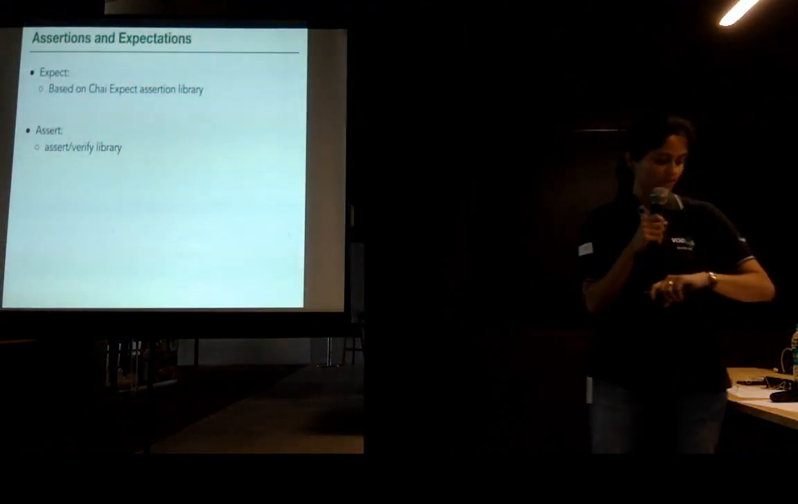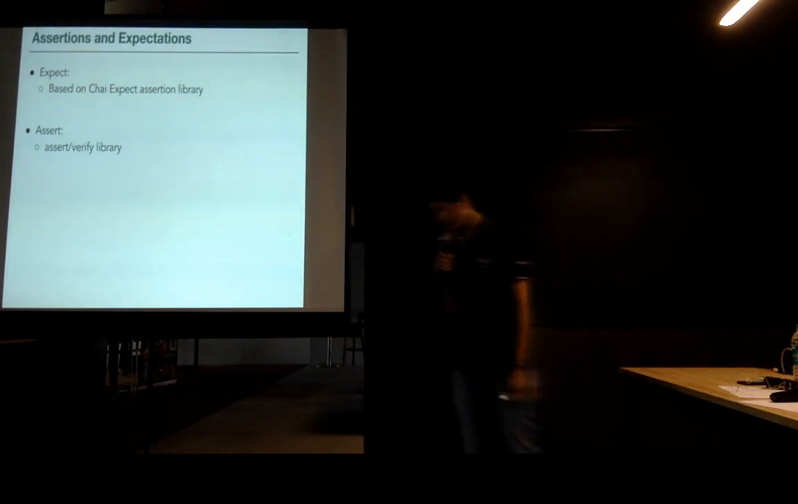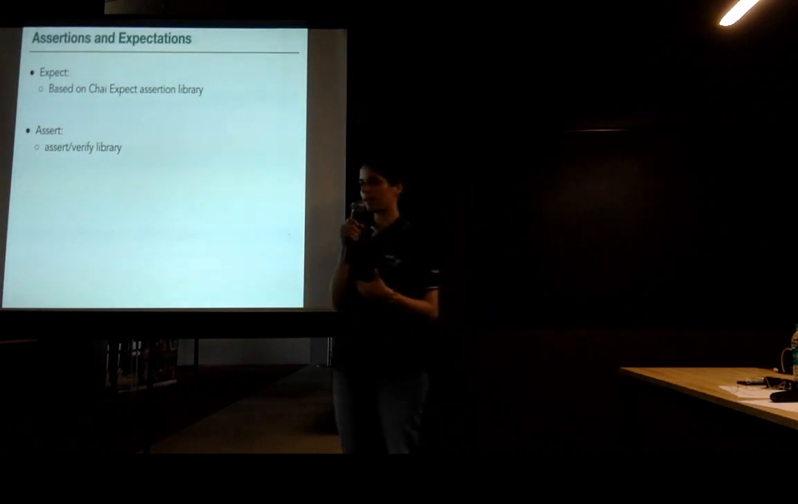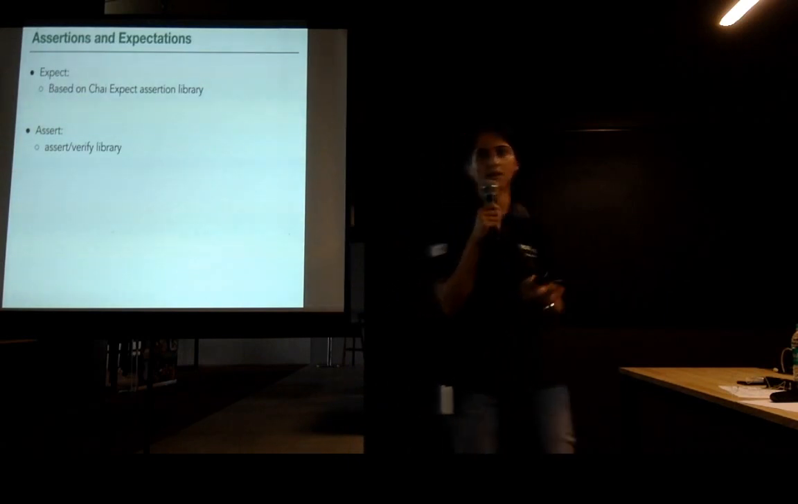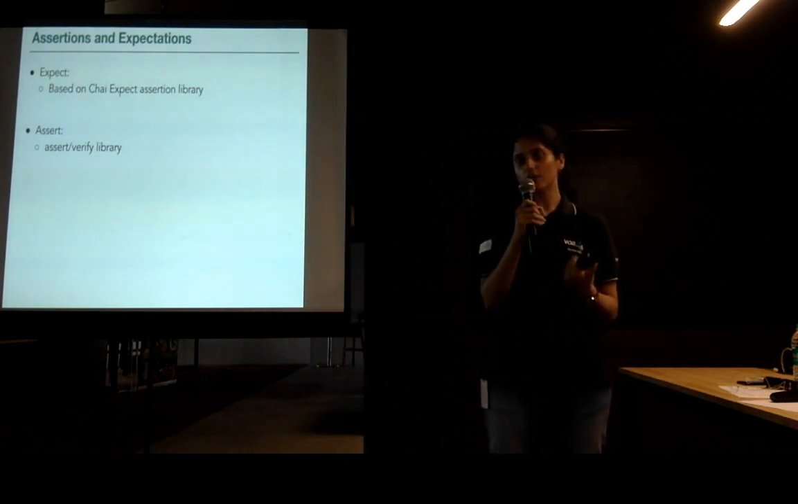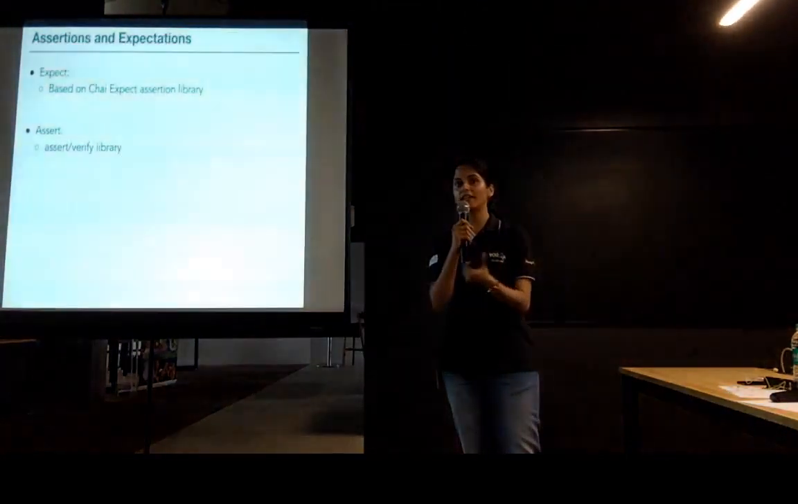Coming to assertions and expectations. There are two types of assertions done in Nightwatch. One is using the expect library. The expect library is based on the chai expect assertion library. I think you might have heard about chai. So how do you use the elements here? It will be like expect element dot to be visible, dot to be present. That's the way of writing an expectation.